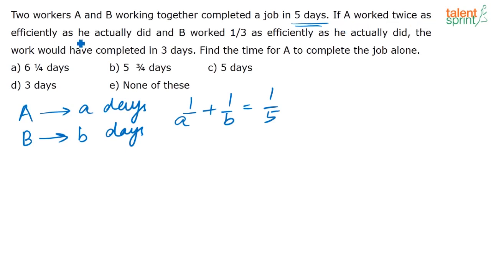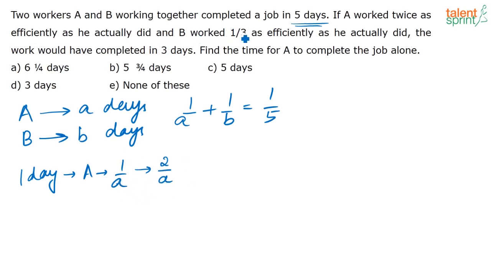If A works twice as efficiently as he did, that means earlier in 1 day, how much work was A doing? A was finishing 1 by a of the work. Now he is twice as efficient, so how much is he finishing? He is finishing 2 by a of the work, correct? So that is what it means.